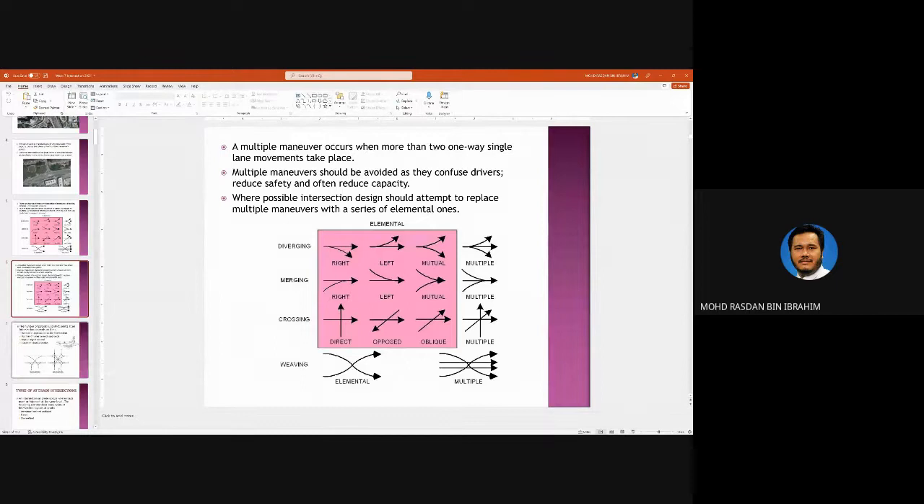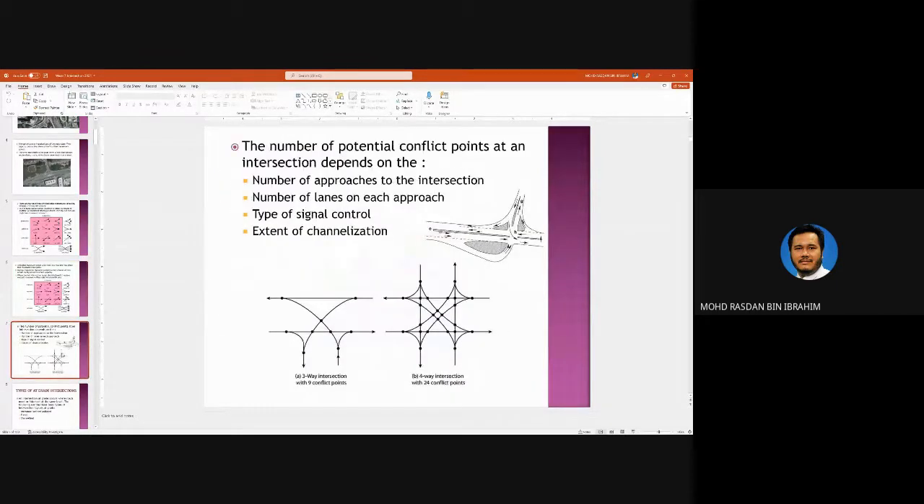Okay. So when we are analyzing the safety of an intersection, we will measure the number of potential conflict points. The number of conflict points will depend on the number of approaches to the intersection and the number of lanes. Okay, if you have uncontrolled intersections, meaning that all movements are allowed, you have more conflict points.